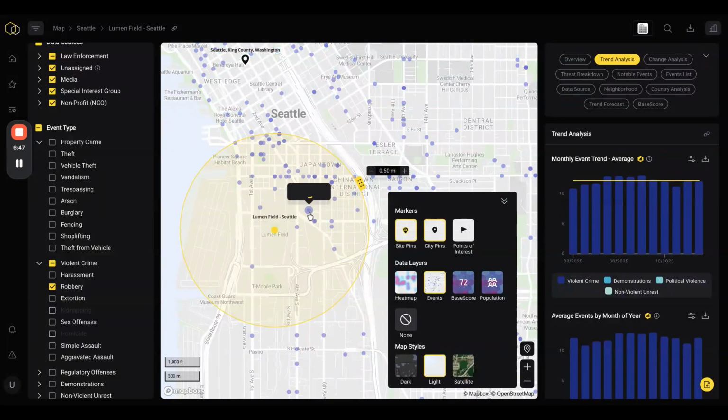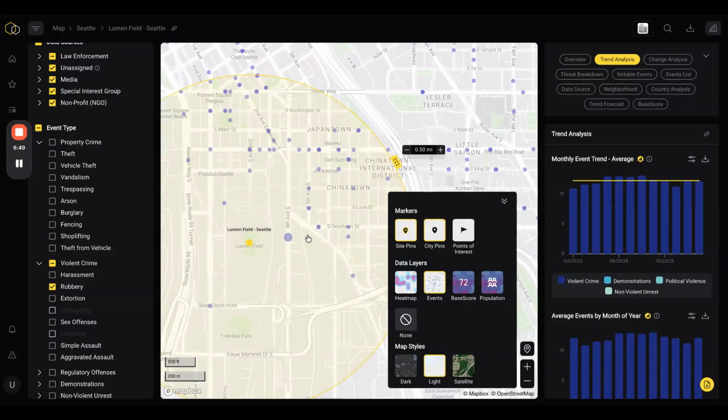Clicking in the event volume is going to show us the actual lat longs where these things have been reported. So we can see that only a couple of these have been right around the stadium, but there's certainly clusters up here on this street up here to the north, and some of these neighborhoods up here as well.